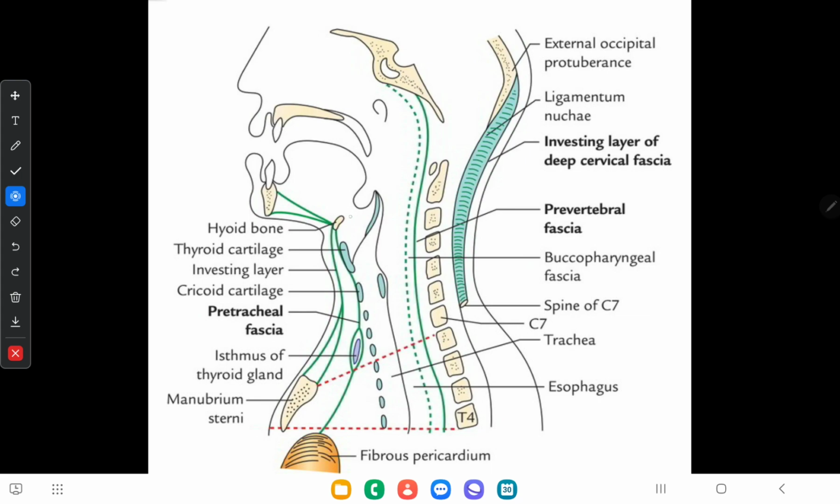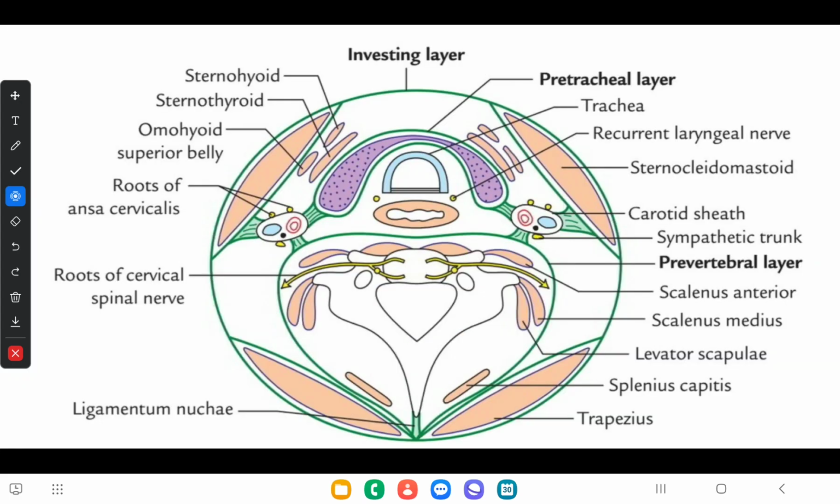The superior attachments of the pretracheal fascia to the hyoid bone, thyroid cartilage as well as to the cricoid cartilage are responsible for the movement of the thyroid gland with deglutition, that means with swallowing. Then we will discuss the prevertebral fascia. This layer lies between the pharynx and esophagus and in front of the vertebral muscles.